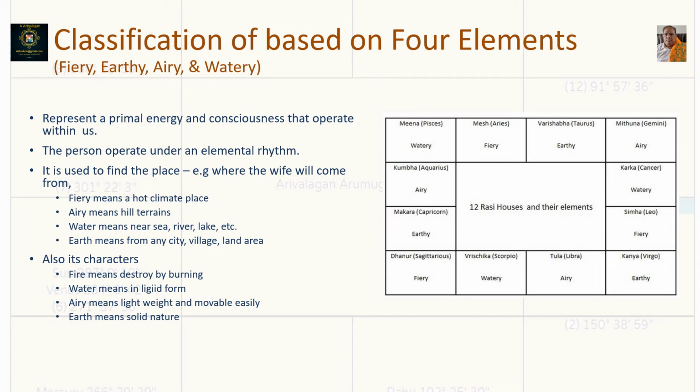And also fire means it is destroying by burning. So fire is something like it is always hot. And water means it is a liquid form, so it is flexible and it adjusts to the environment when it is flowing. And airy means lightweight and it's highly fast, it's movable and easily goes from one place to another place, something like that. And earth means solid nature. So these are the characters of the four elements.